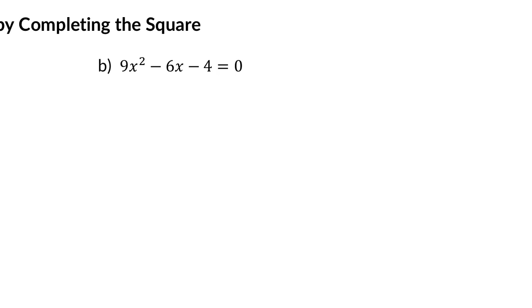Divide by 9. So I'm going to divide every term by 9, which makes x squared minus 6 over 9x minus 4 over 9 equal to 0. Now, that middle term, 6 over 9, reduces as a fraction. What does that reduce to? So I'm actually just going to write it as 2/3 to save myself space. So I erased it and put 2/3. Okay, we're ready to start.